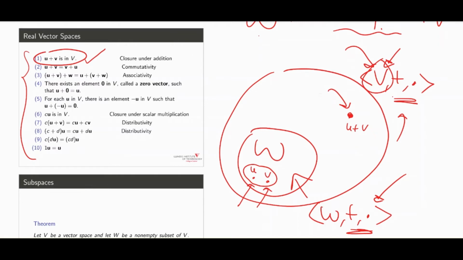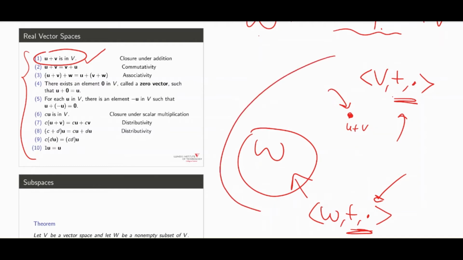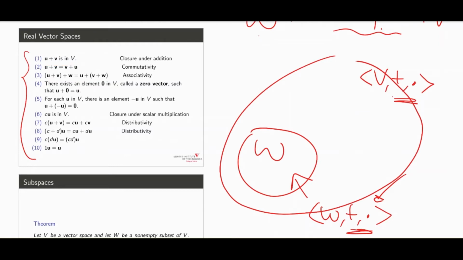This one is true for the bigger set V, but it might not be true for the smaller set W. So some of the properties are inherited, but some are not. Which properties are inherited and which are not? This one right here, as we can see, if it is true for all vectors in V, it is also true for all vectors in W. So this is fine.